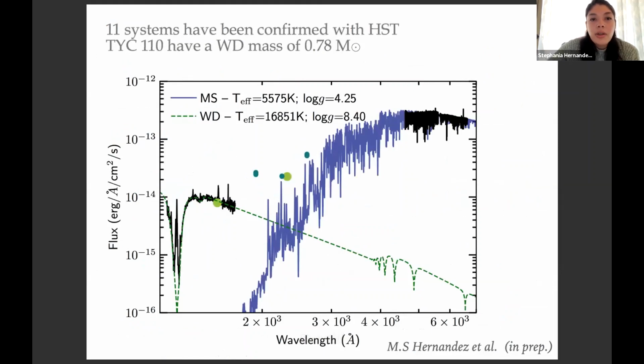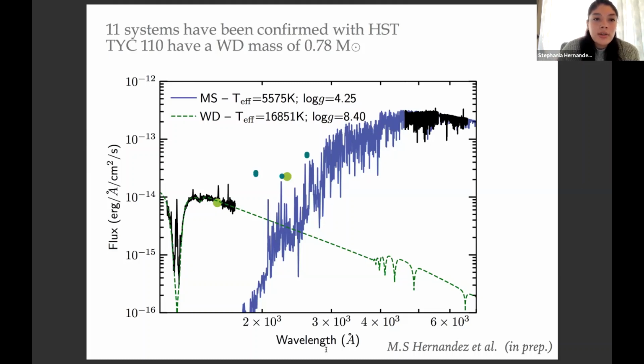From the entire survey, we observed 12 binaries with HST, and 11 of them were confirmed to have a white dwarf, and one of them turned out to be a hot subdwarf. Among these 11 white dwarf confirmed systems is one of the previous targets I have shown before.